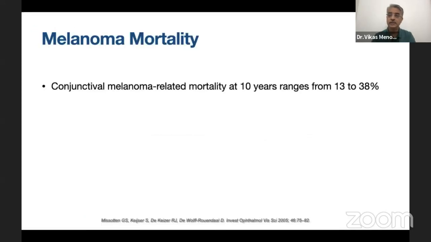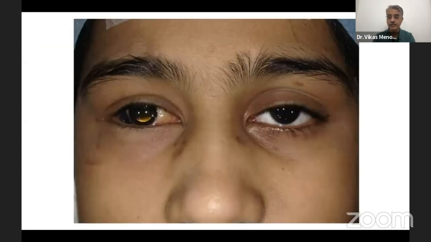So there is a significant 13 to 38% risk of melanoma-related mortality at 10 years. And this is Western data. I believe that in India, probably the mortality would be much higher because these patients present much later to us. It's better that these cases are picked up earlier and some sort of treatment given. Better is the ultimate, long-term survival.